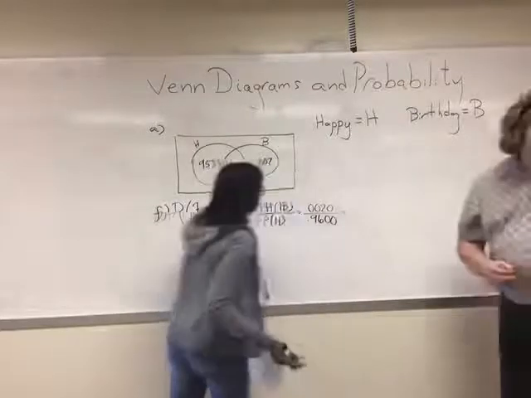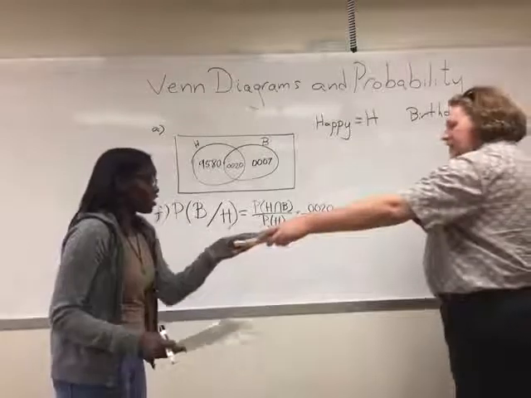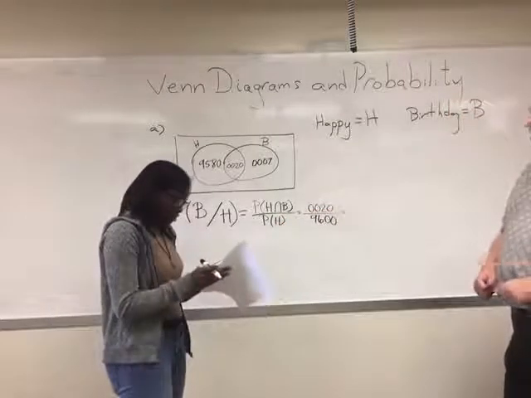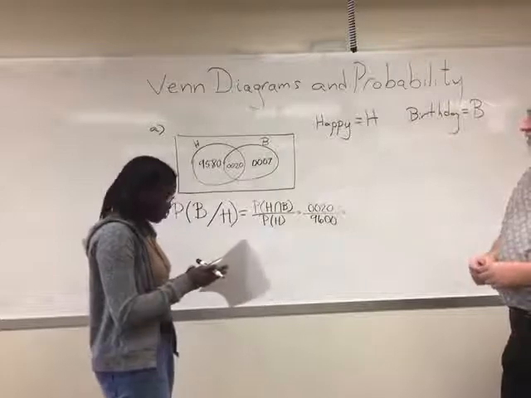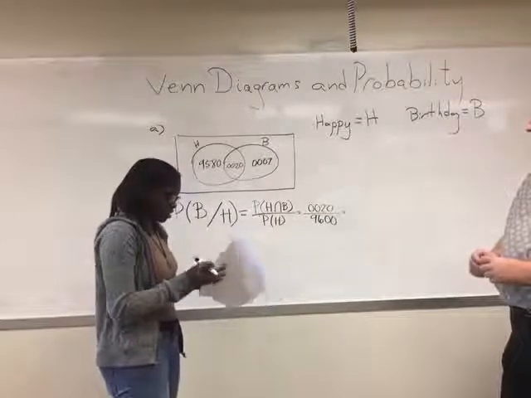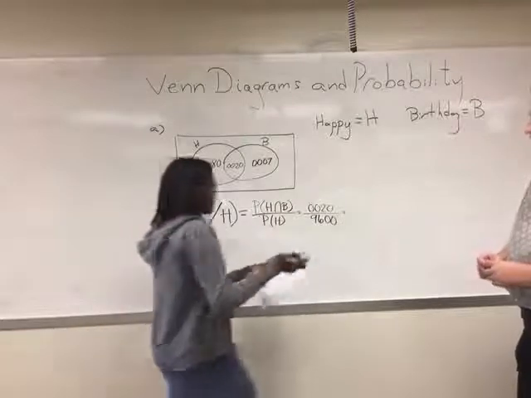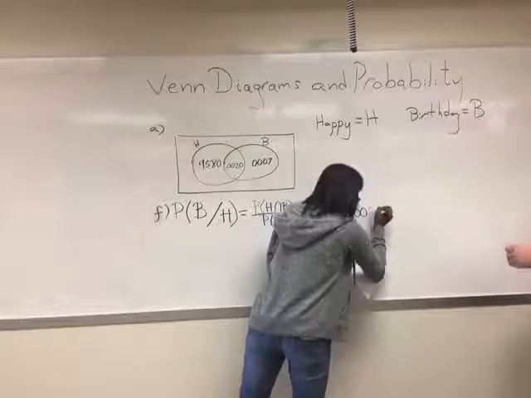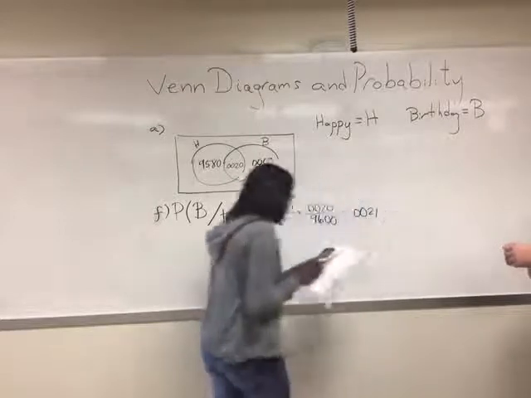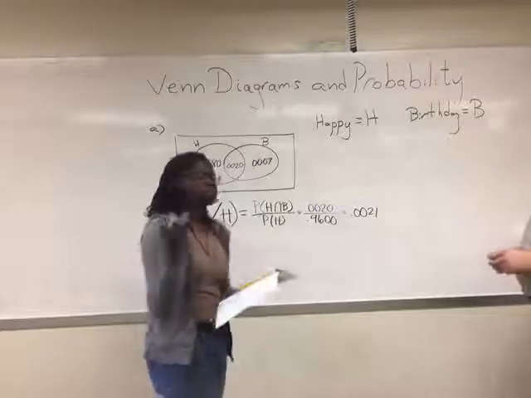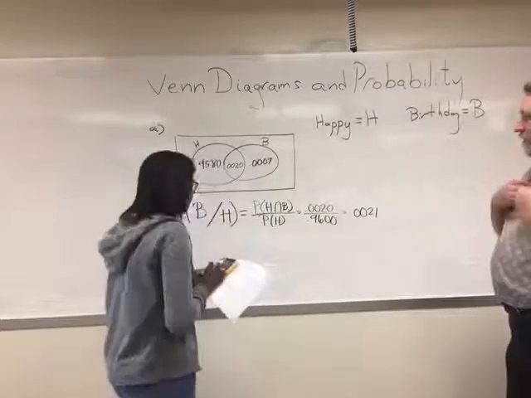Then we go to the calculator. 0.0020 divided by 0.9600. You get 0.0021. Technically it's 0.00208, but I rounded, so 0.0021.